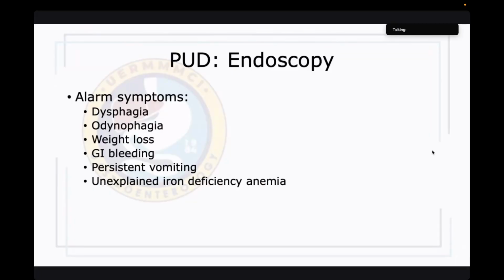But regardless of the age, the presence of at least one alarm symptom is already an indication for endoscopy. So if your patient presents with dysphagia, odynophagia, weight loss, gastrointestinal bleeding, persistent vomiting, or unexplained iron deficiency anemia, and probably an additional alarm symptom would be family history of gastric cancer. If the patient has any of these, even if he is young or below the cutoff age, then endoscopy should be performed.